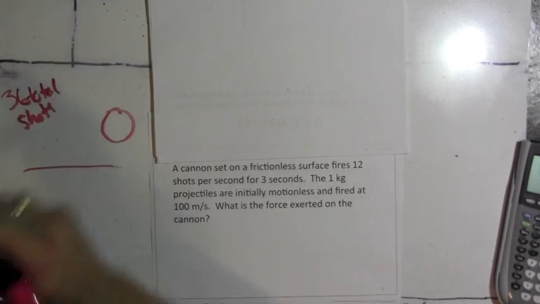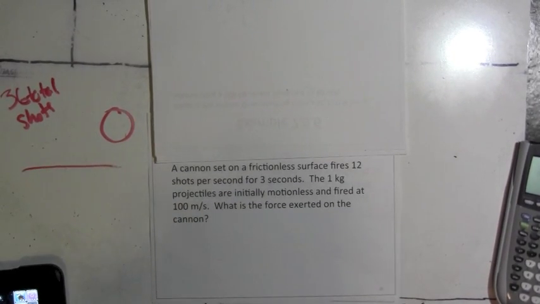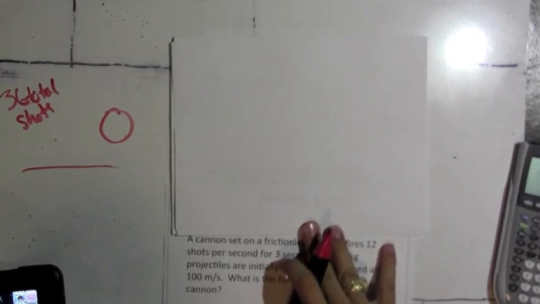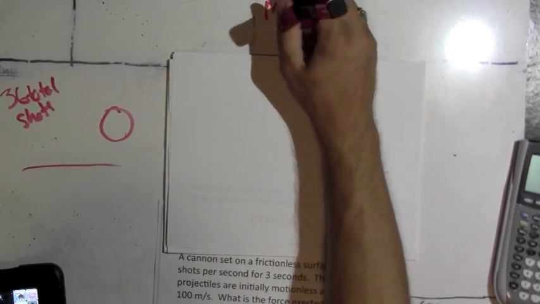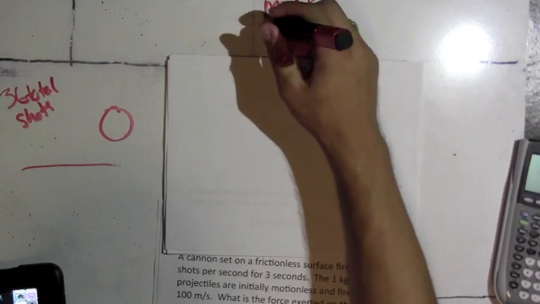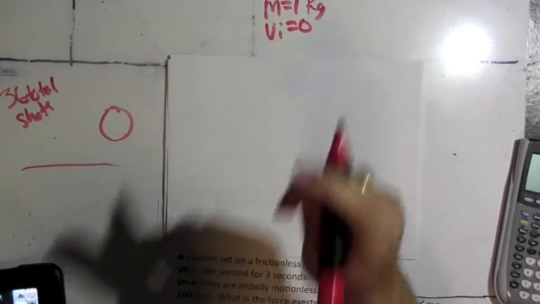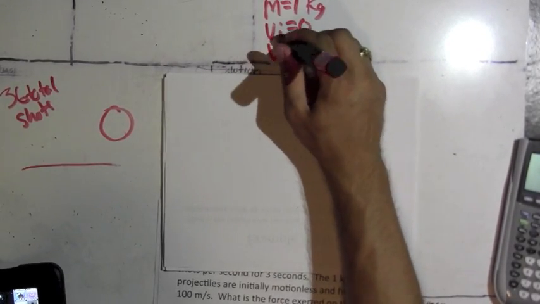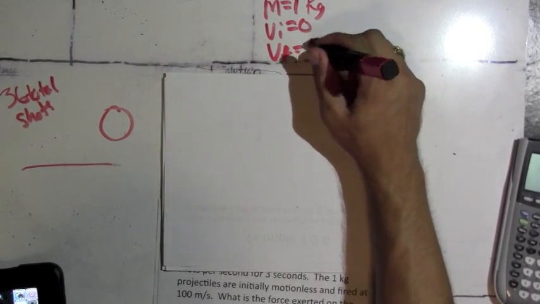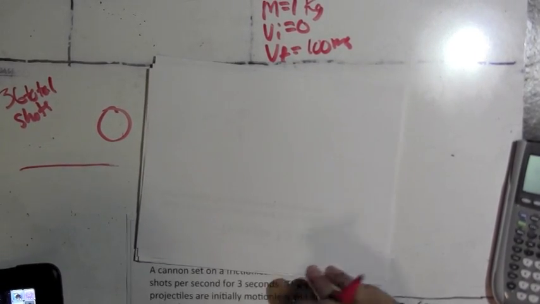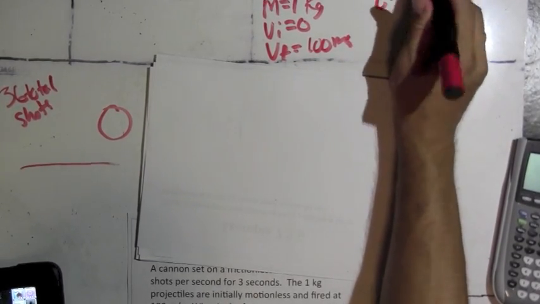So if we know there's 36 total shots, and it says that a 1 kilogram projectile is initially motionless, we have the mass is given as 1 kilogram. And we have the fact that it is initially motionless, or VI is 0. And then it says it's fired at 100 meters per second. So the final velocity ends up being 100 meters per second. So now we know that this whole thing occurs over 3 seconds.